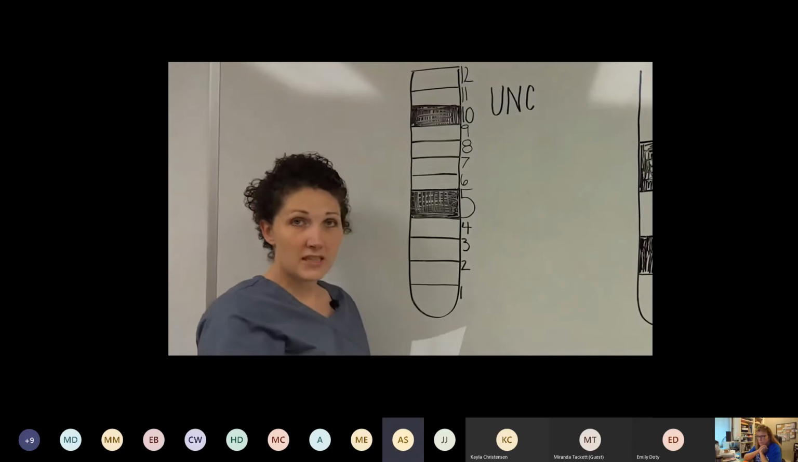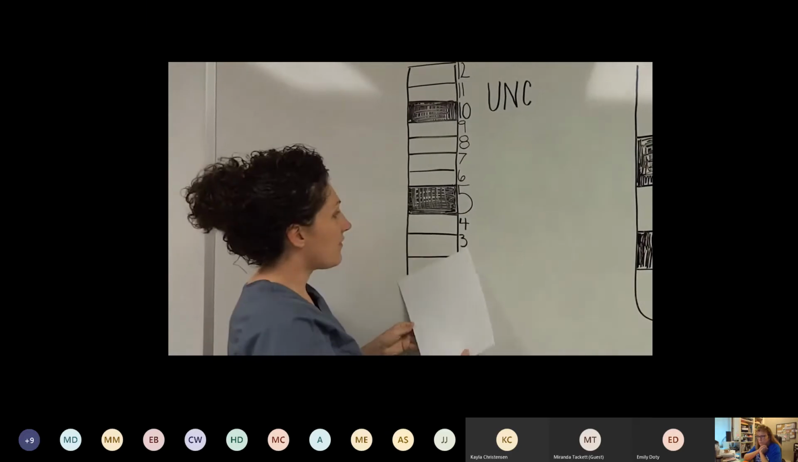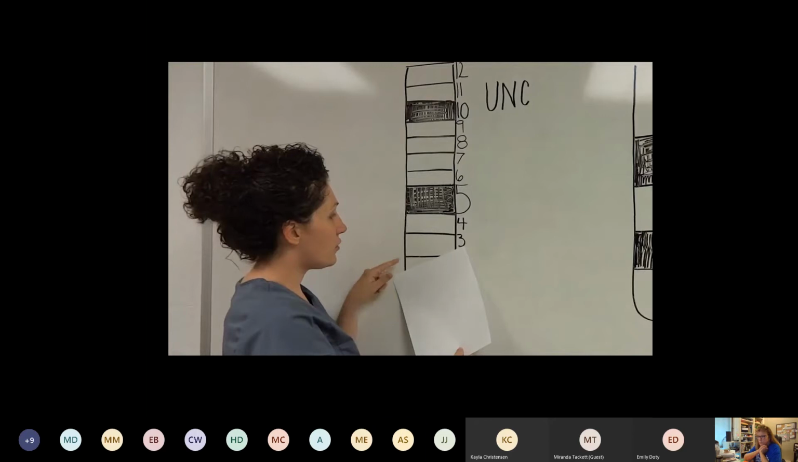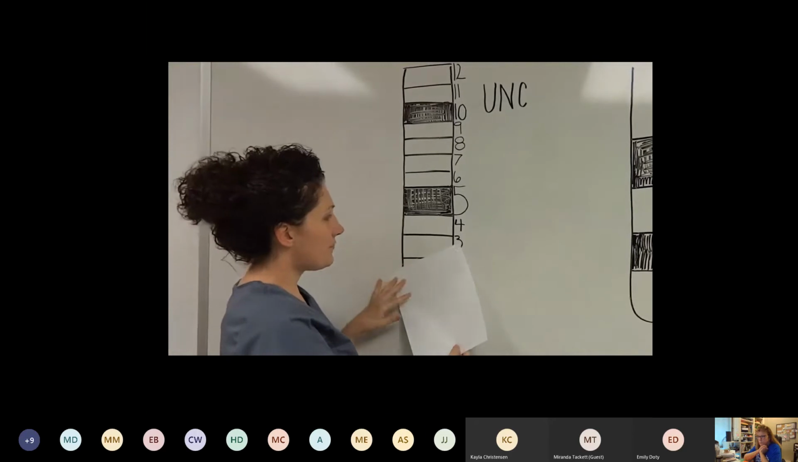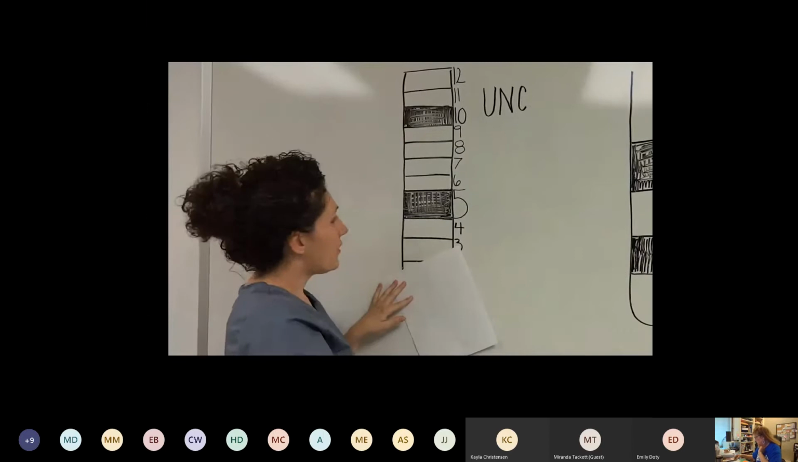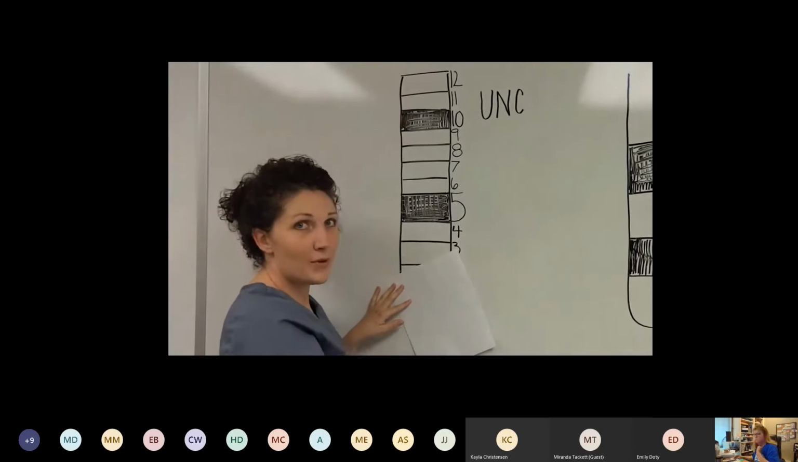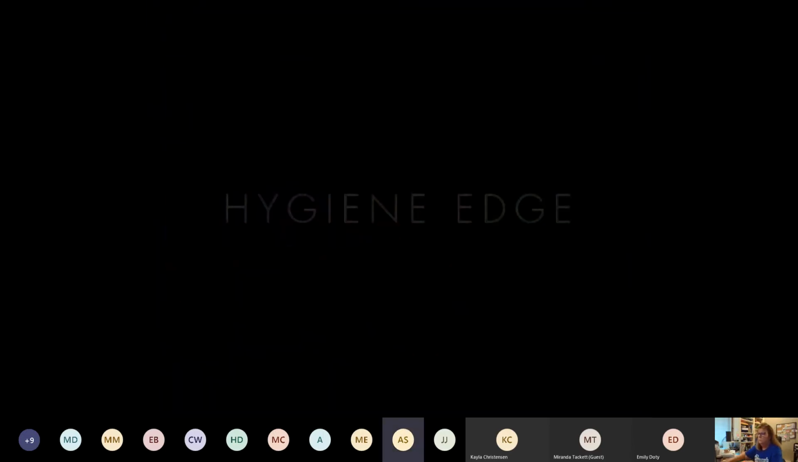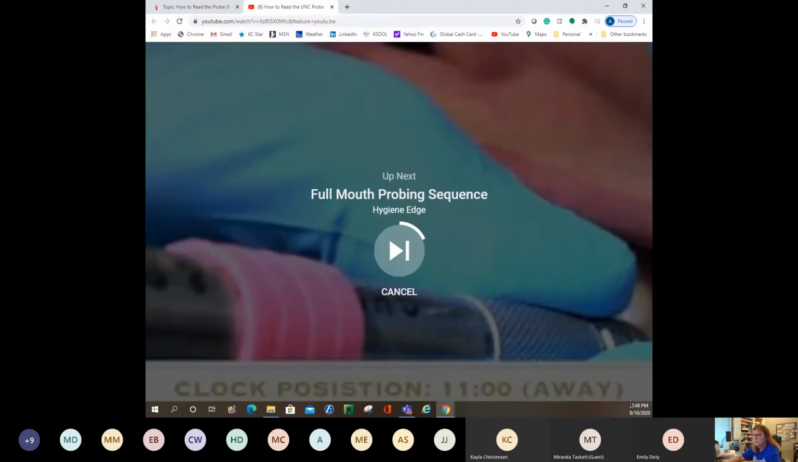Now let's say, for example, you're tilting it into the gingival sulcus and you have it at an angle. So it's covering the 2 area and the 3 area. What you want to do is take the measurement from the top. So this would actually be a measurement of a 3 millimeter pocket. Does that make sense?